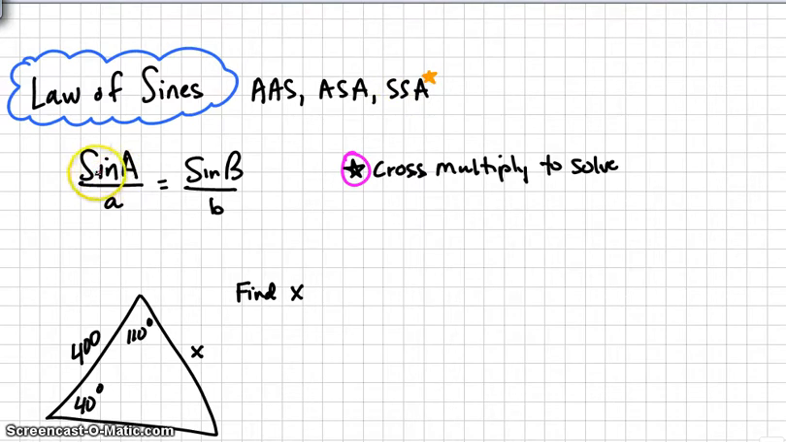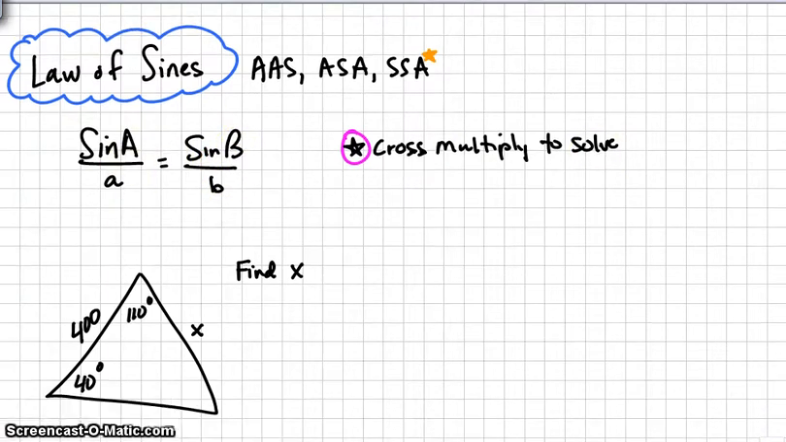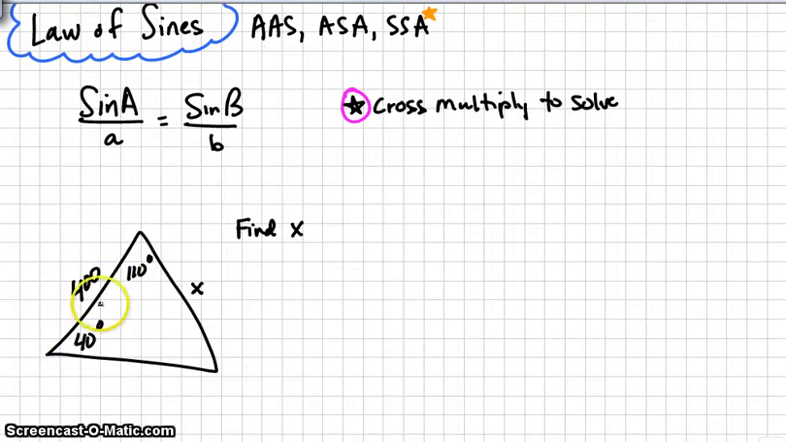Again, the formula itself is the sine of an angle divided by the side across from it is equal to the same thing on another part of the triangle: the sine of another angle divided by the side across from it. Typically, they're going to give you 3 of these 4 items, and you will cross multiply to solve. Here's our first example. They gave you 2 angles and the side of 400. They're asking you to find side x.